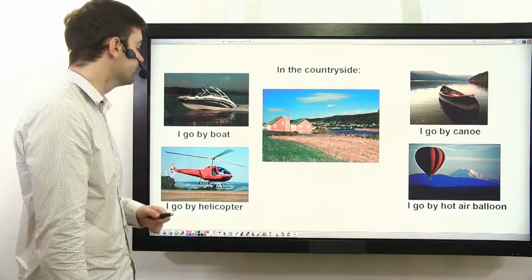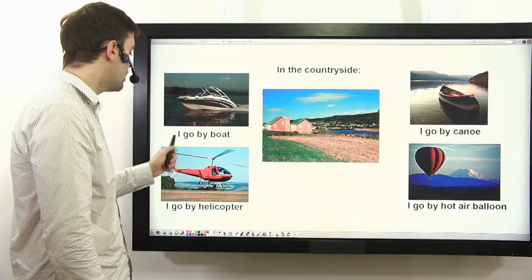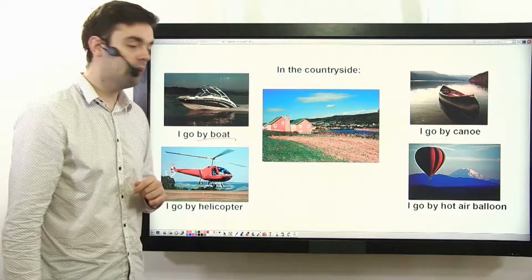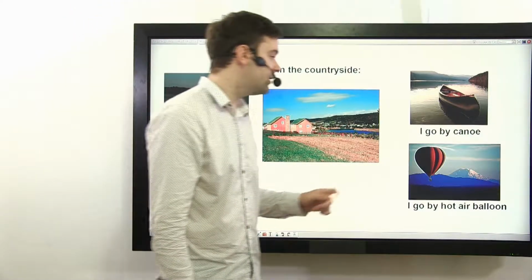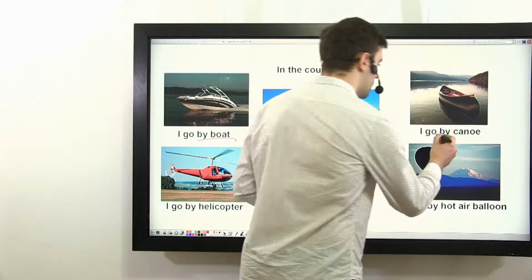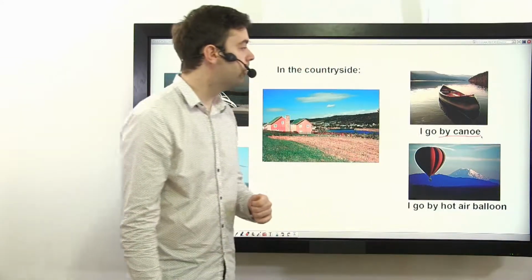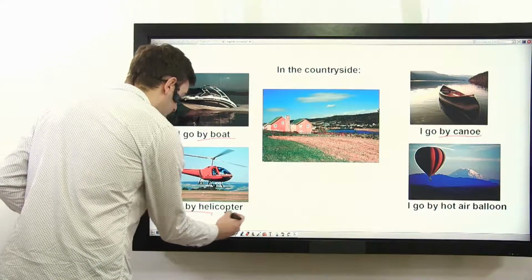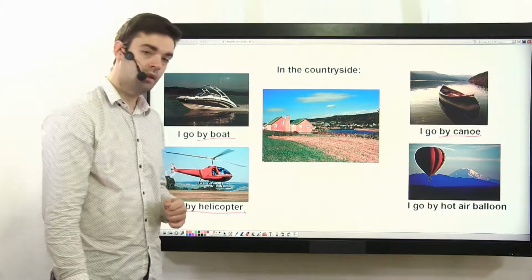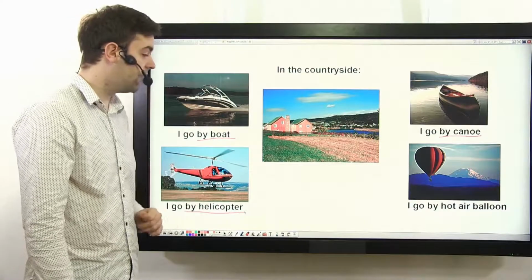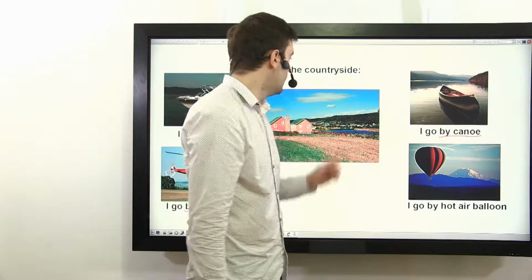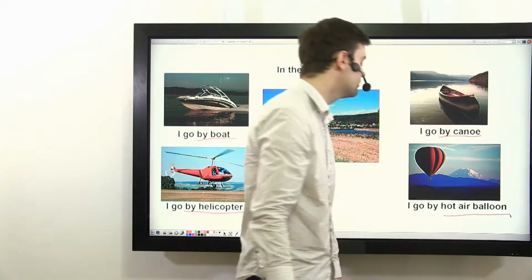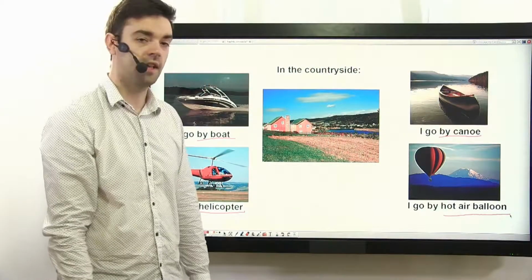In the countryside, I go by boat. In the countryside, I go by canoe. In the countryside, I go by helicopter. In the countryside, I go by hot air balloon.